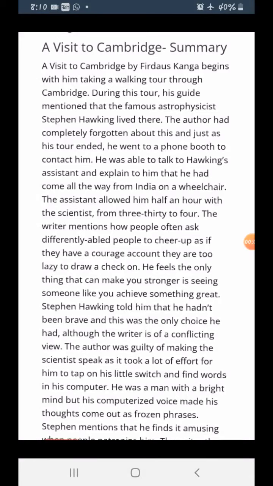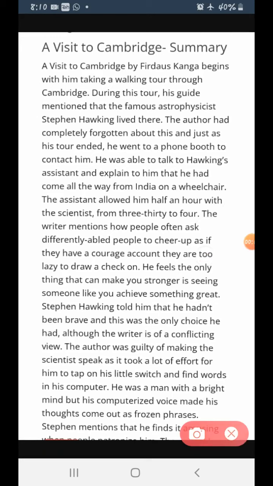And today I am going to teach the chapter A Visit to Cambridge, taken from the book Honeydew. So here I am going to start a new chapter by the name A Visit to Cambridge. Okay. So here in this chapter there are two main characters. They are Firdaus Kanga and Stephen Hawking. Fine. So here we all know that Stephen Hawking is a great scientist, whereas Firdaus Kanga is the writer. Fine. So now let's begin.